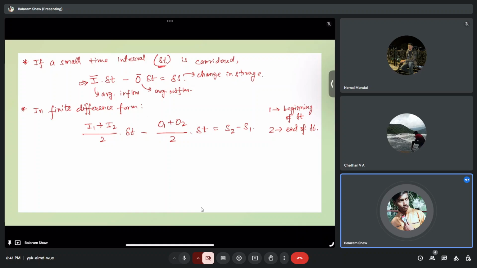Okay. So now in the hydrologic river routing, mostly what we need, we have space here. So in hydrologic, I will write it on the next page.